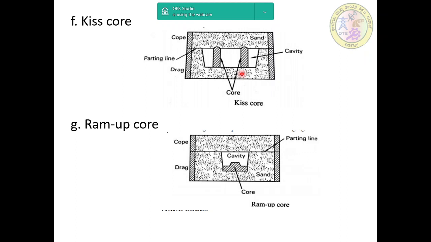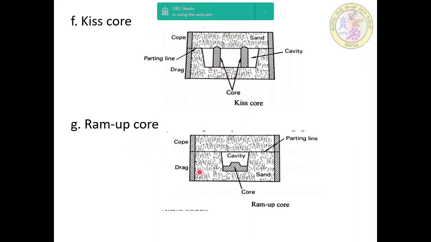Such a core is called a kiss core. As shown in the sketch, core prints are not provided, and seating is not easily done. This is the mold cavity, and you have to place the cores in the mold cavity. Afterwards you have to place the cope above this drag box, and by the pressure exerted from the cope on the drag, that's why it's called a kiss core.